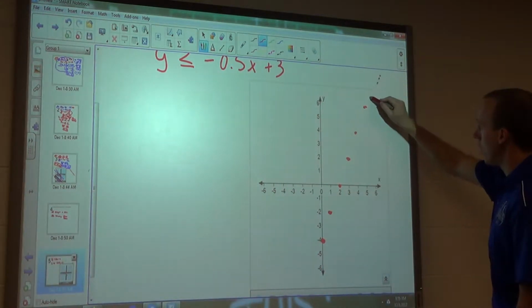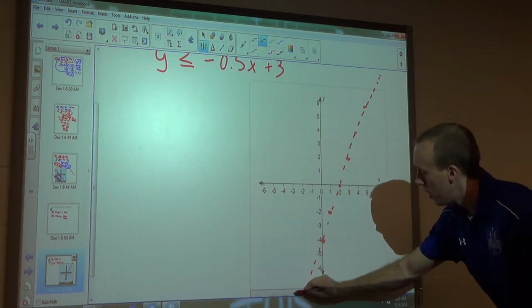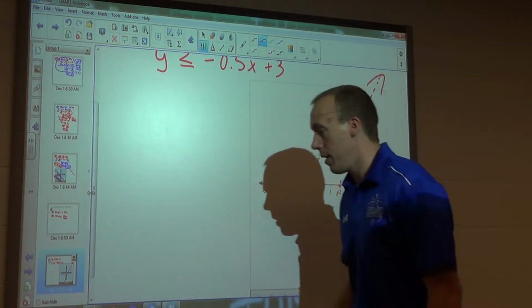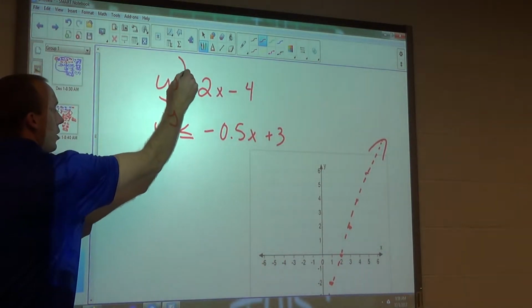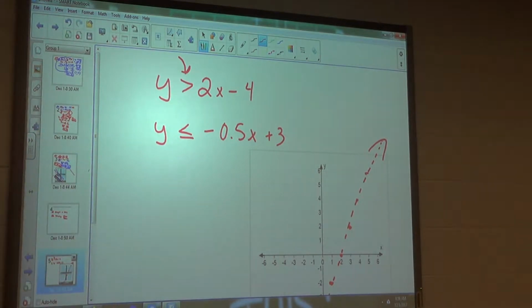Okay, if you got your ruler out, you got your dotted line. Okay, and that is dotted because there's no equal to on that guy. We're going to come back to the shading part in 2 seconds here. I'm going to graph the other line next, and then we'll talk about it.